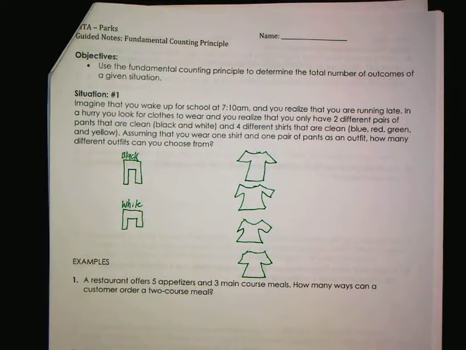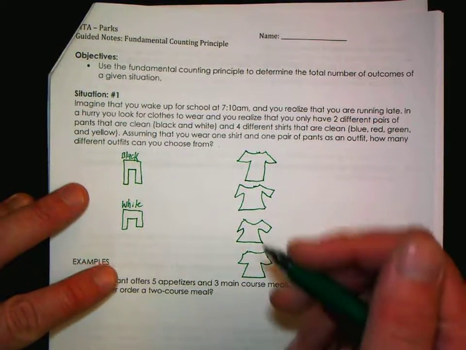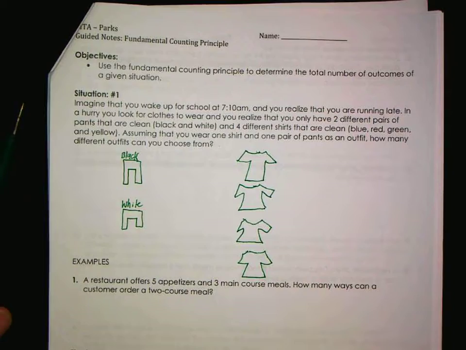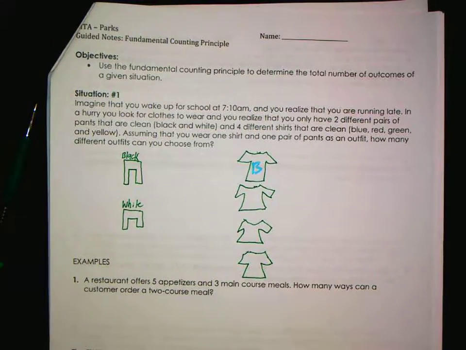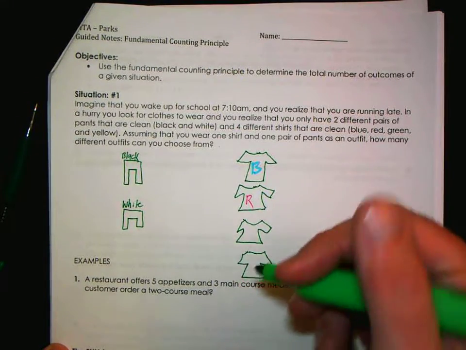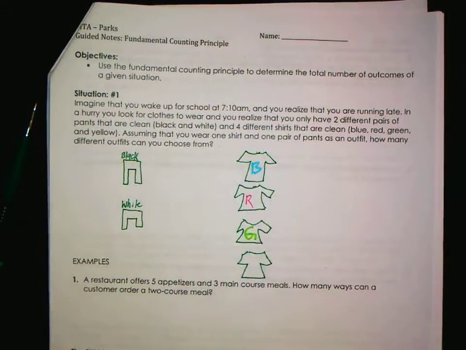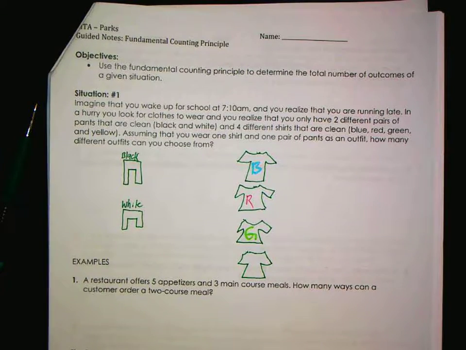Okay, so the different color shirts are blue, blue shirt. Then you have a red shirt. I don't have red, but I'll use the closest color I got. Then you have a green shirt. And a yellow shirt.